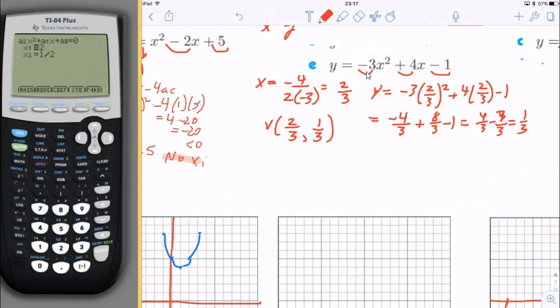Let's see if we can find the y-intercept. Remember, the y-intercept is always pretty easy. So we'd plug in 0 for the x's, we get y equals 0 plus 0 minus 1. So the y-intercept is -1.